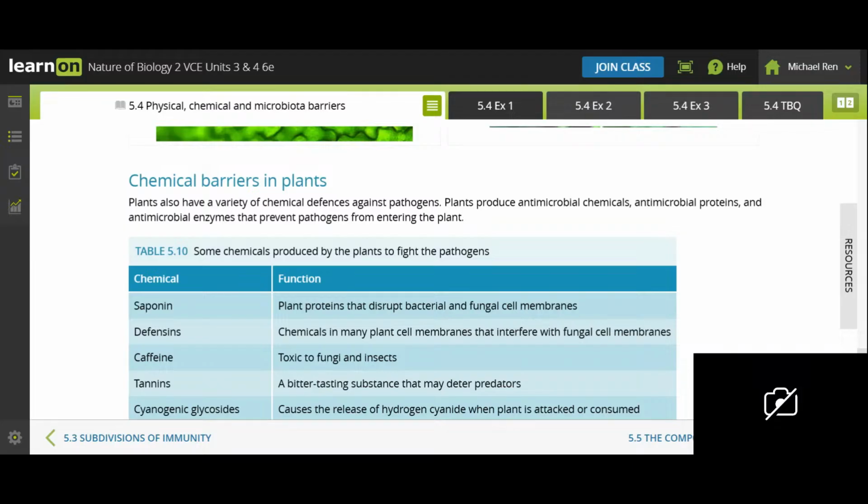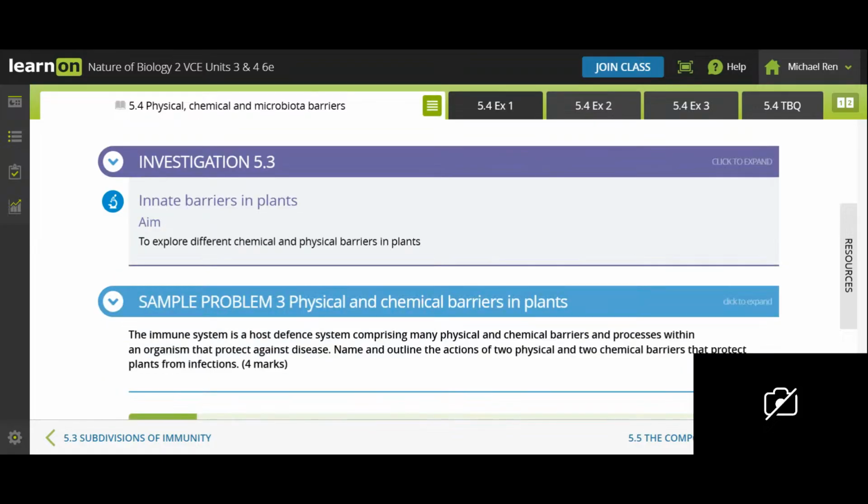Yeah, we've got the usual saponin. These are just proteins that disrupt the bacterial and fungal cell membranes. Only those two, by the way. Caffeine is just toxic to fungi and insects. So yeah, we're just drinking toxins. Helps stimulate us. And then the last one that's probably useful is tannins, which is just a disgusting substance that grazers don't like.